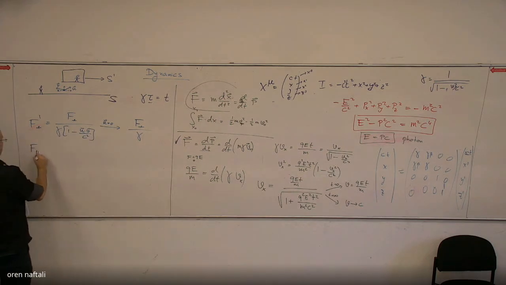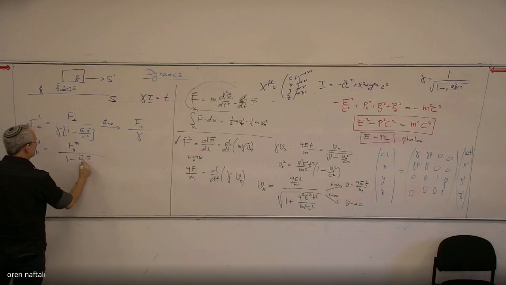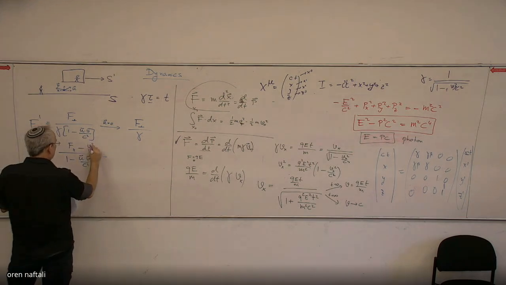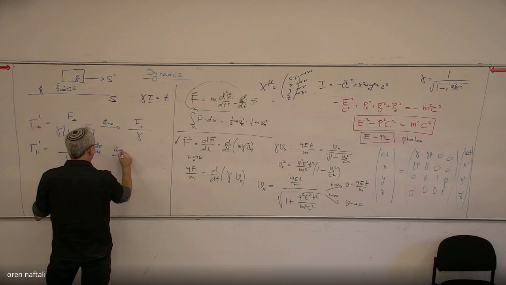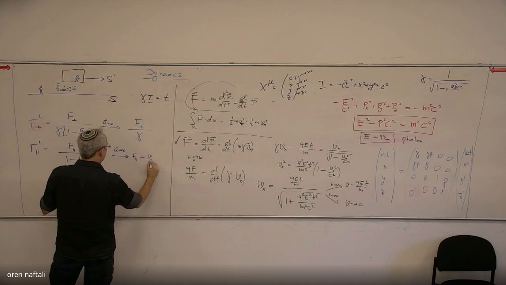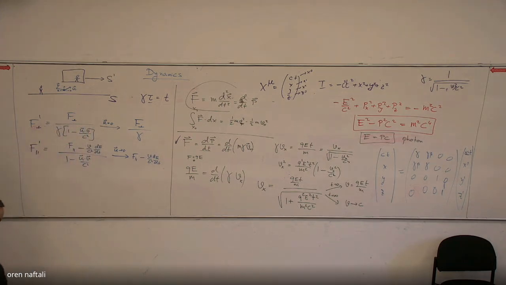Now what about F parallel prime? F parallel prime will be F parallel divided by 1 minus u dot v over c squared. I have no time to derive this relationship. One can do that, it's not a big deal, but now I have to subtract v over c squared times d dt. Also when u is 0, what I have here is just F parallel minus v over c squared d dt. But we are not going to use that. These are the transformation relationships.